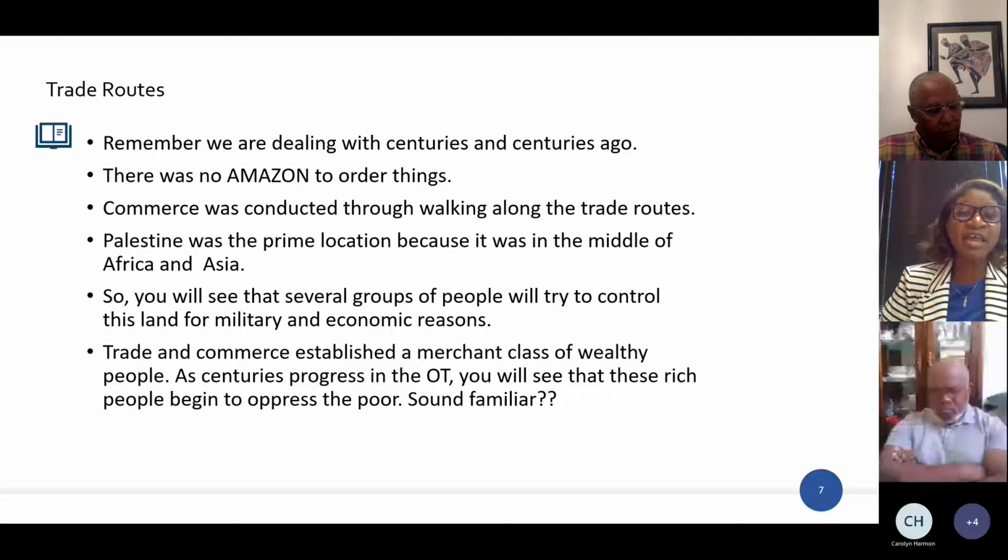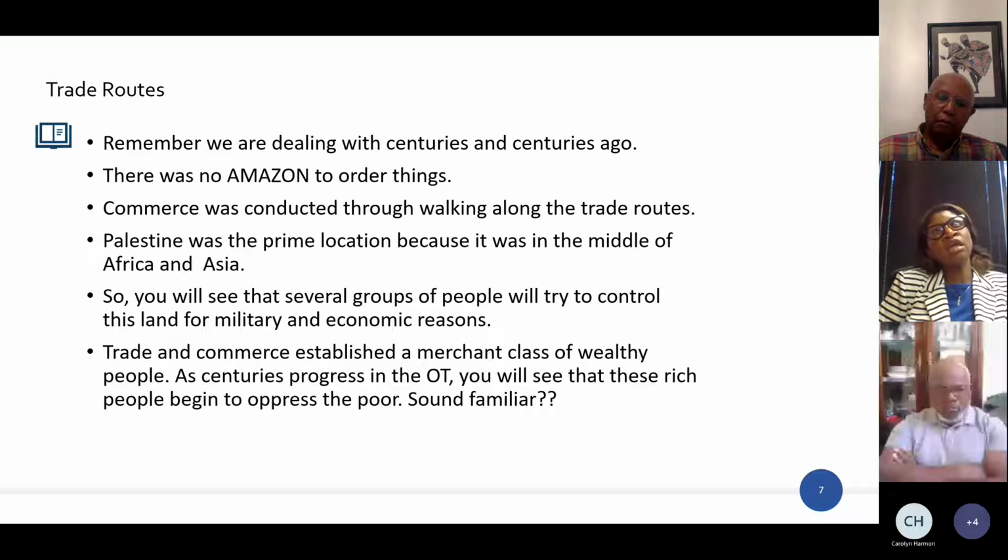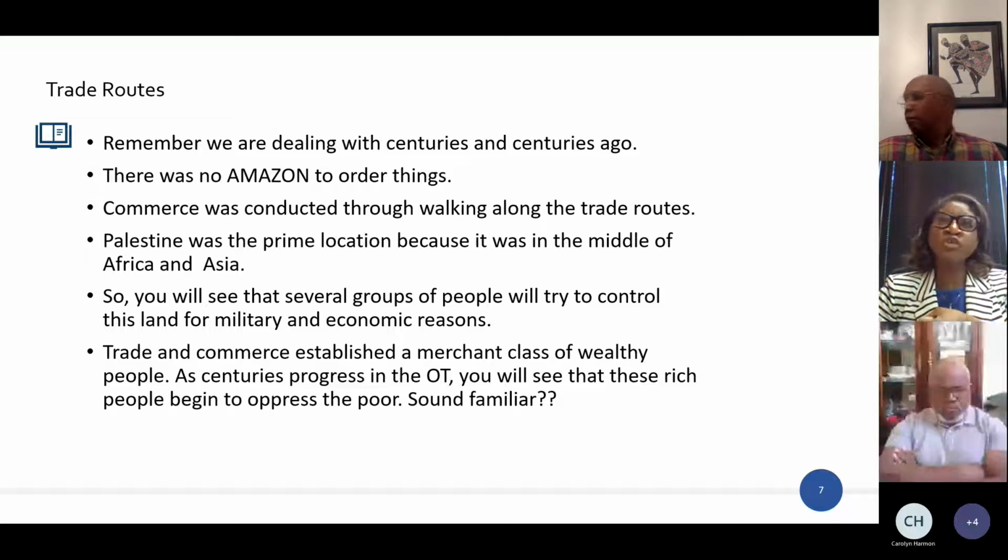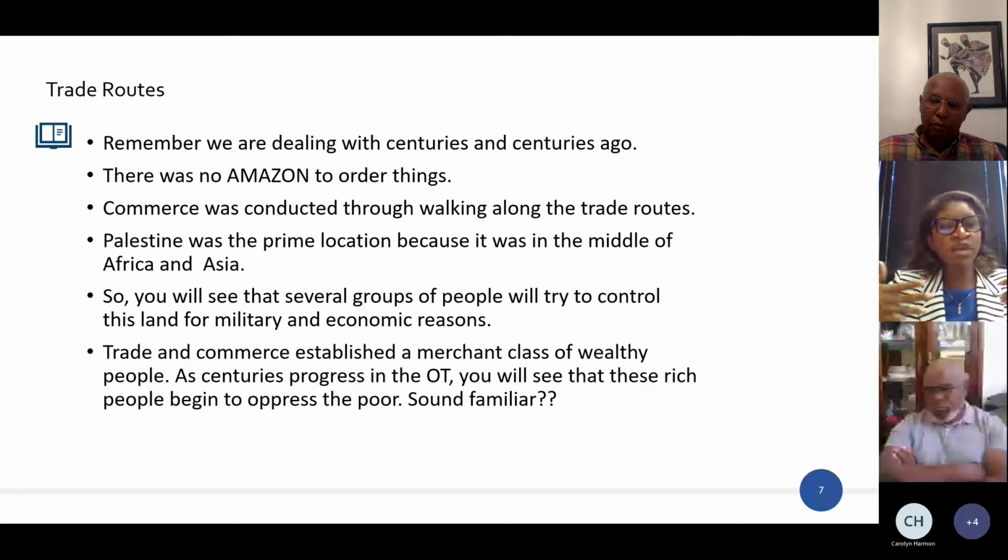Trade and commerce also established a merchant class of people, wealthy people. Now think about it. If you can trade goods, materials, wood, or animals, that's going to make you better off than the person who doesn't have anything, right?